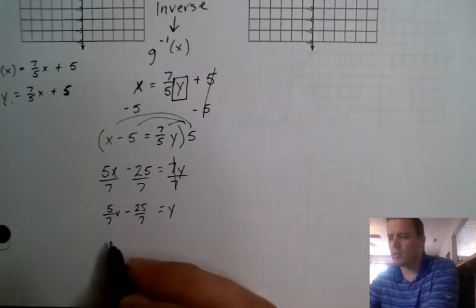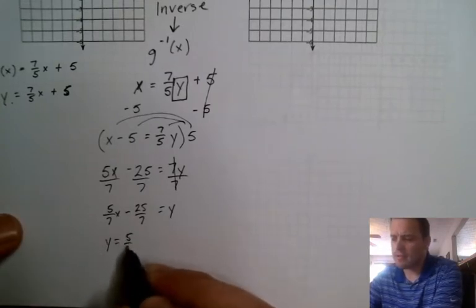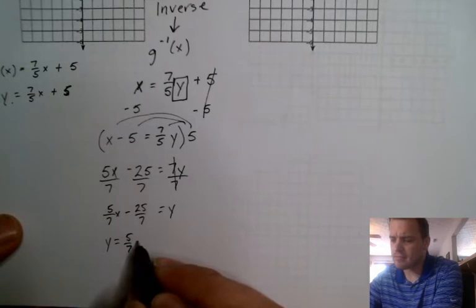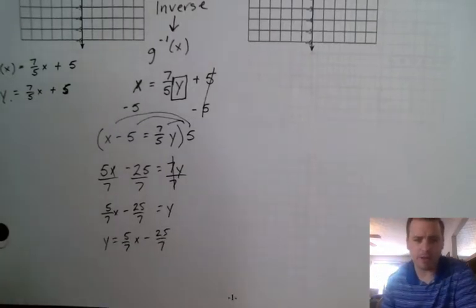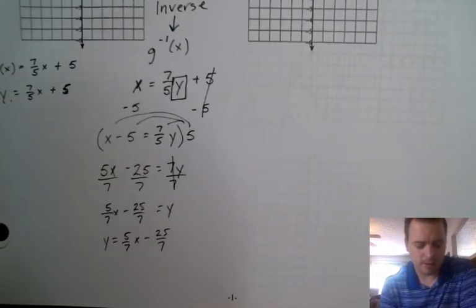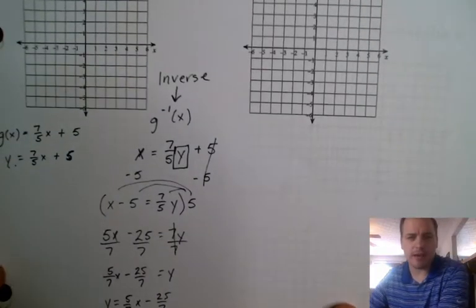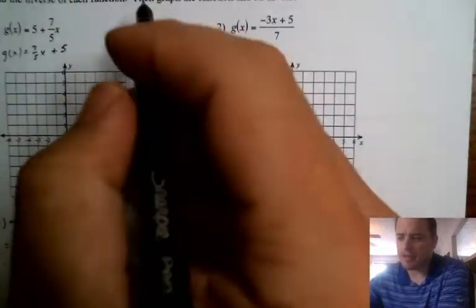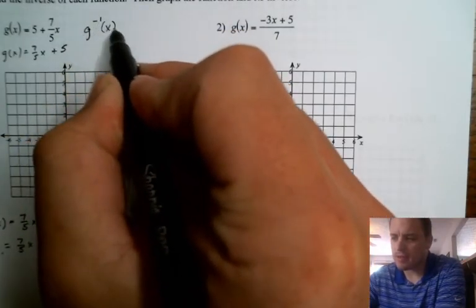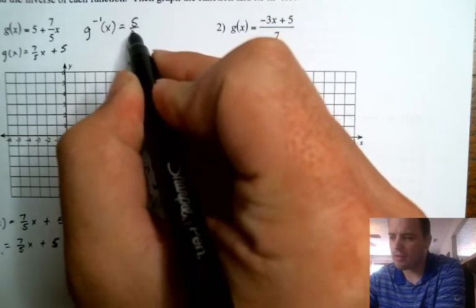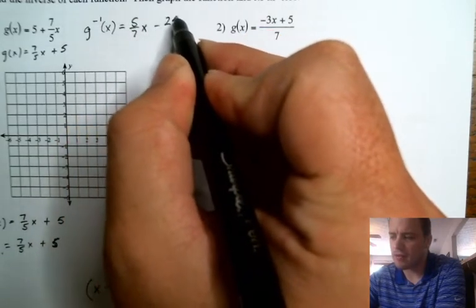And we have y equals 5/7 x minus 25 over 7. And I just move the y to the other side. You can do that. If it's equal to it on the right side, it's equal to it on the left side. So what I'm going to do here is now I'm going to come up here and I'm going to say this is our function, but the inverse of this is equal to 5 over 7x minus 25 over 7.